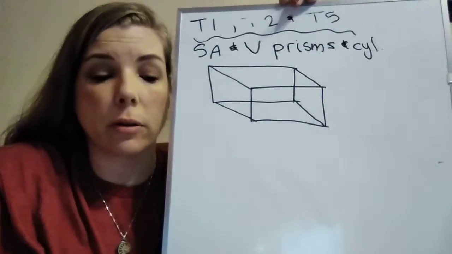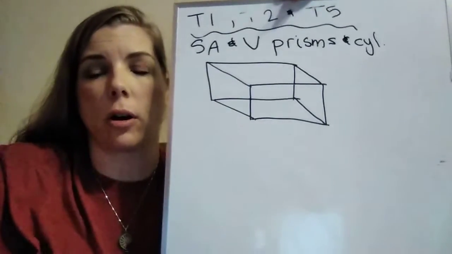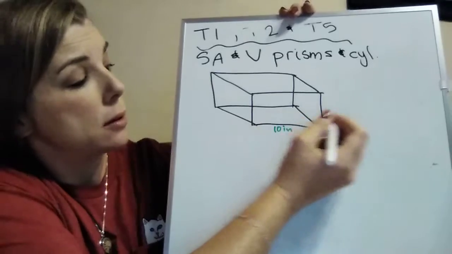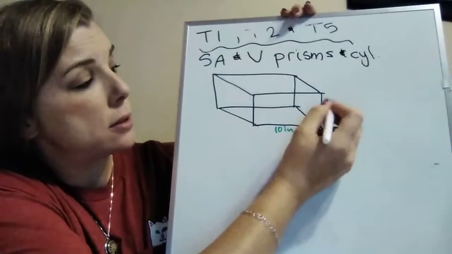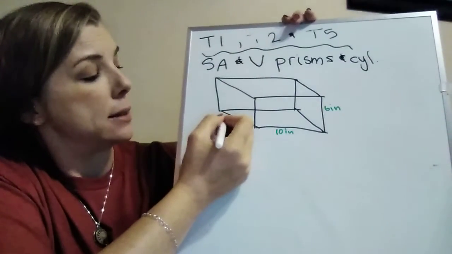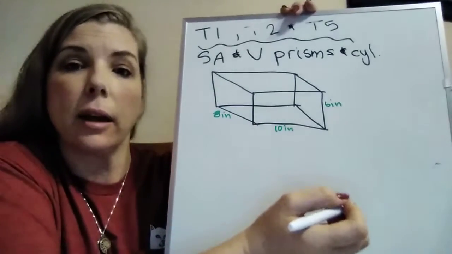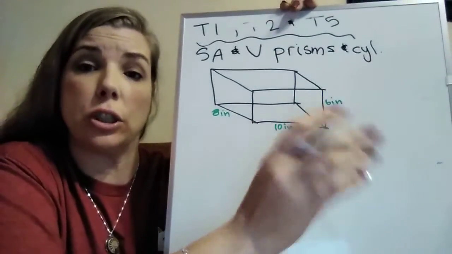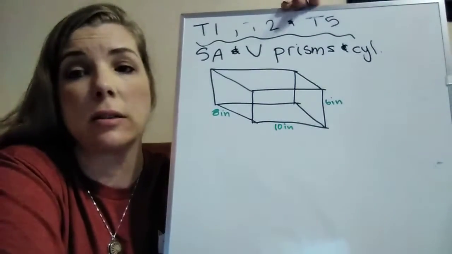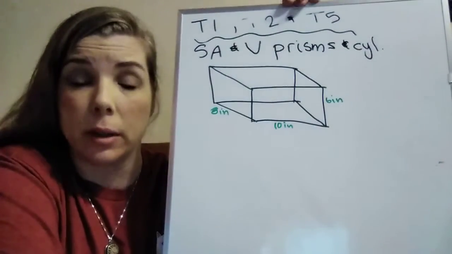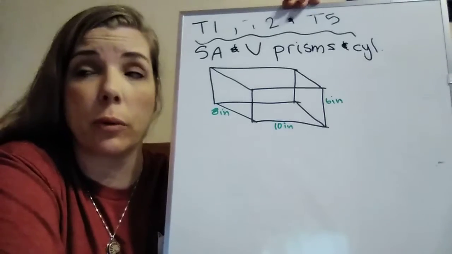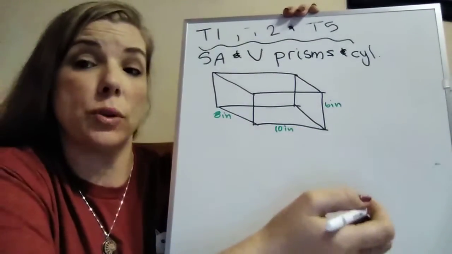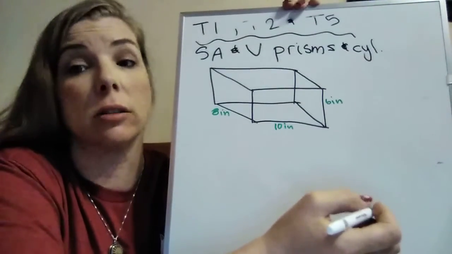Okay, so let's go ahead and do our shoebox here. We're going to say that this is 10 inches. This is 6 inches, and this is 8 inches. Okay, so on a prism, there's actually two bases. Now, the base isn't always the one on the bottom. Okay, we can choose that one if we want to, but it doesn't have to be. Okay, it's just the two sides that are parallel and congruent.